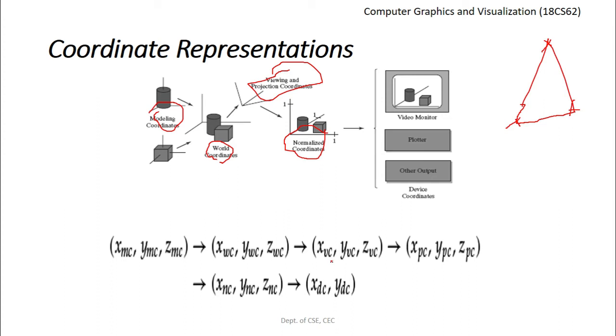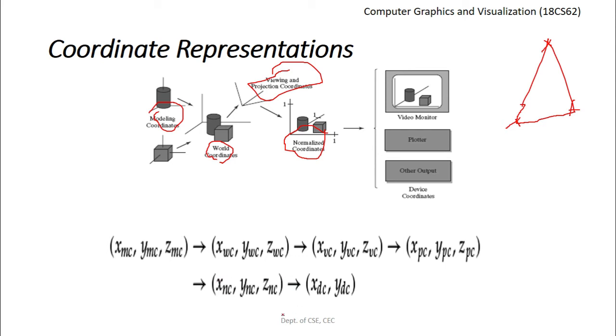Then these coordinates are converted to something called the viewing coordinates. They are passed through the different viewing pipeline for a given output device. So the world coordinates will then be converted into viewing coordinates, and then we have the projection coordinates, how these different objects should be projected onto the screen. For that we have one more set of coordinates called the projection coordinates. P stands for projection coordinates, which in turn will be converted to normalized coordinates. N represents normalized device coordinates, normalized coordinates.